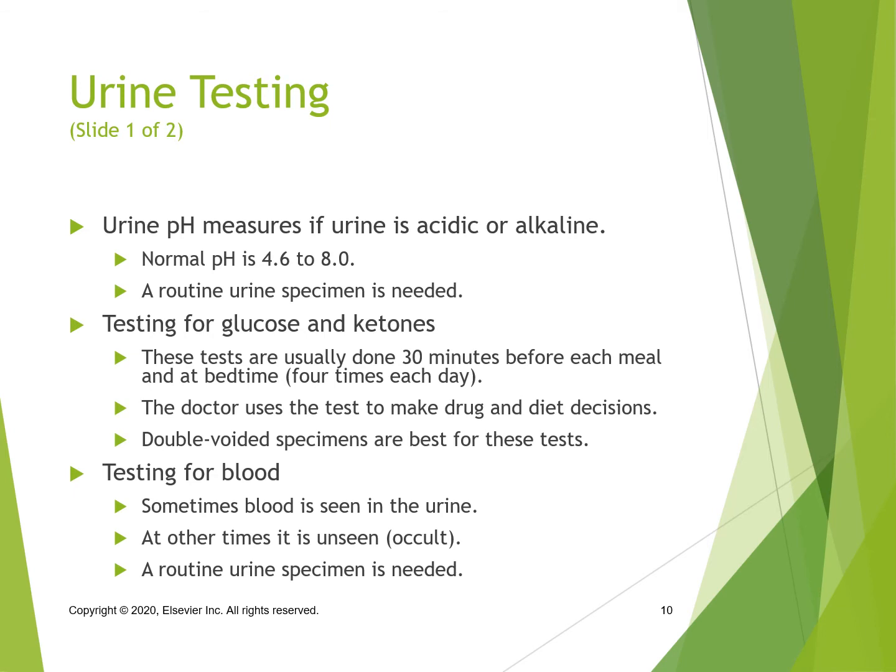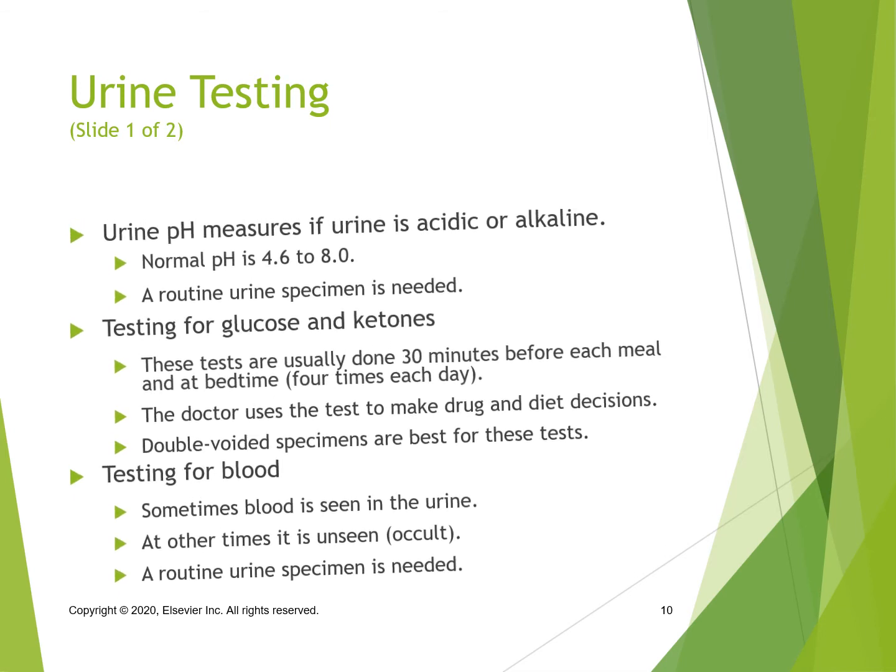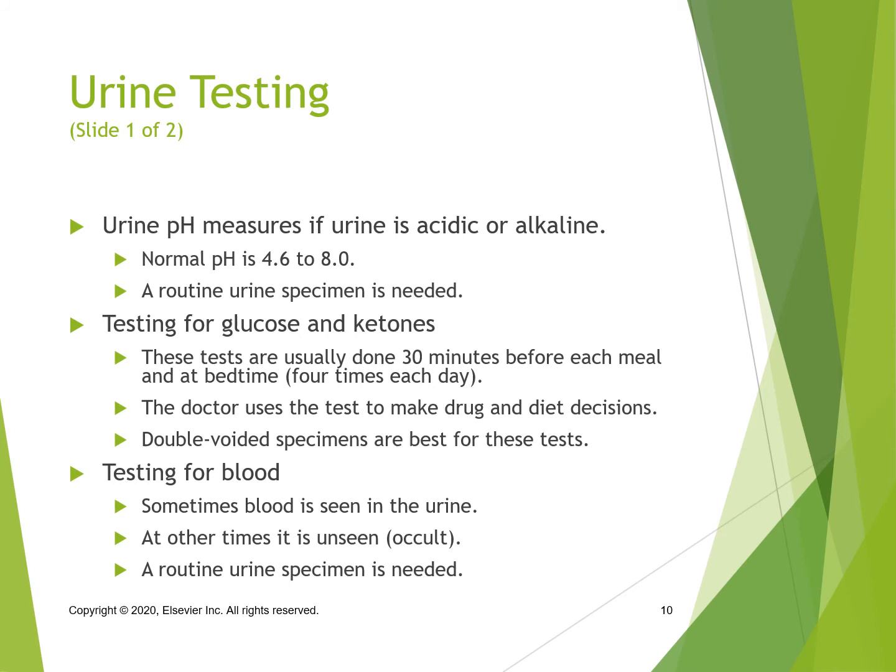The pH, urine pH measures if urine is acidic or alkaline. Normal pH is 4.6 to 8.0. A routine urine specimen is needed. Testing for glucose and ketones, these tests are usually done 30 minutes before each meal and at bedtime, 4 times each day. The doctor uses the test to make drug and diet decisions. Double-voided specimens are best for these tests.